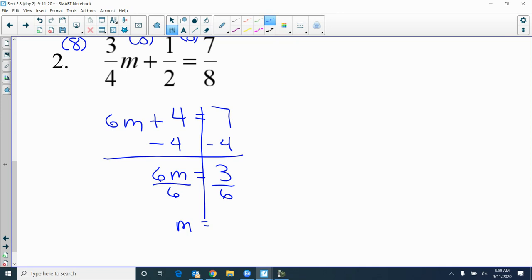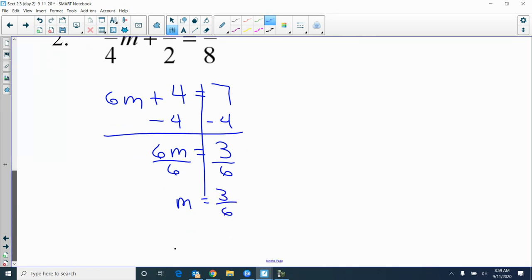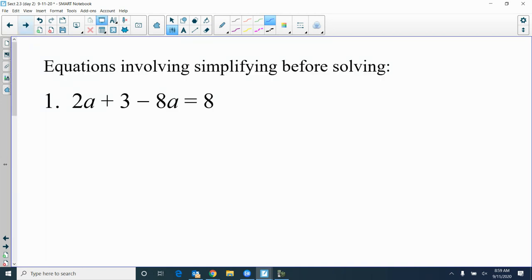Either way. Sometimes we want to leave it as a fraction. Well, 3/6 reduces to 1/2. But if you put 0.5, that's okay. Okay, 0.5 is okay. All right, now, those are fractions.